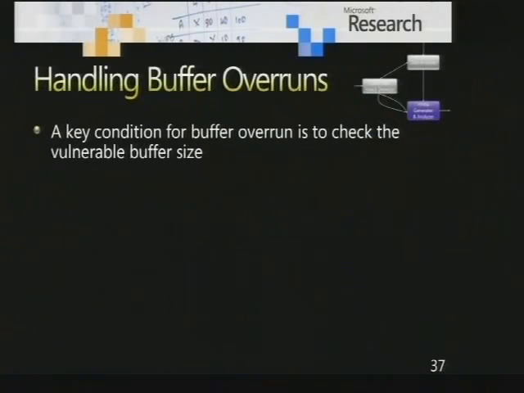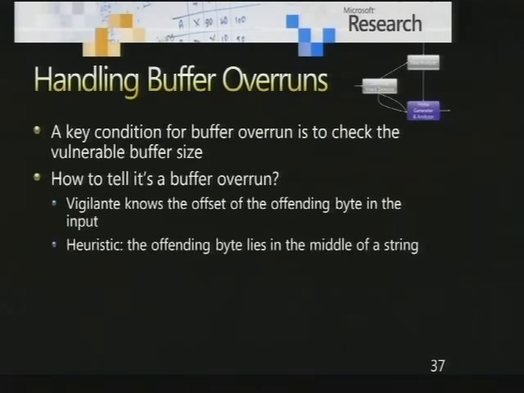The reason we want to handle buffer overrun first is that buffer overrun is very common. Second, a key condition for buffer overrun is to check the vulnerable buffer size. And how do we tell it's a buffer overrun? We leverage a heuristic. It's basically saying if the offending byte returned by Vigilante sits in the middle of a string, in the middle of a buffer or byte array, then that's a buffer overrun.